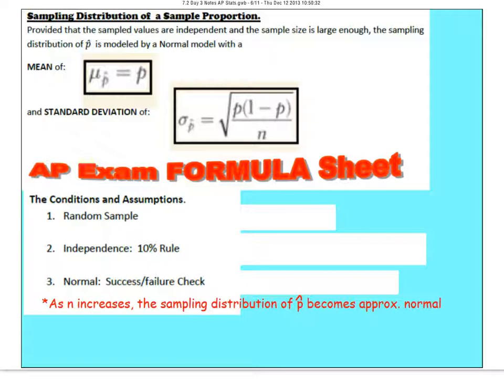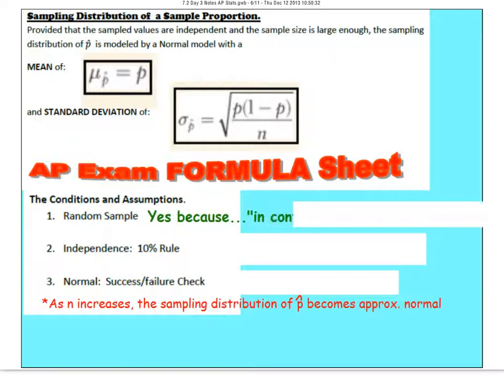Now, in order for us to be able to calculate this mean of the p-hats and this standard deviation of the p-hats, we have to make sure some conditions were met. There are 3 conditions. The first one is we have to make sure that it's a random sample. A lot of the times you're going to be able to see this just in the problem. They're going to say they took a random sample. So you're going to say, yes, it's a random sample, because you talk about it in context for the problem.